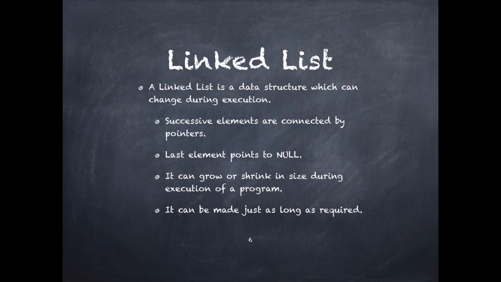So what are the other properties of a linked list? A linked list is a data structure which can change during execution. Successive elements are connected by pointers. The last element points to null. It can grow or shrink in size during execution of a program. It can be made just as long as required. I hope these points are clear with the example which we discussed in the previous slide.